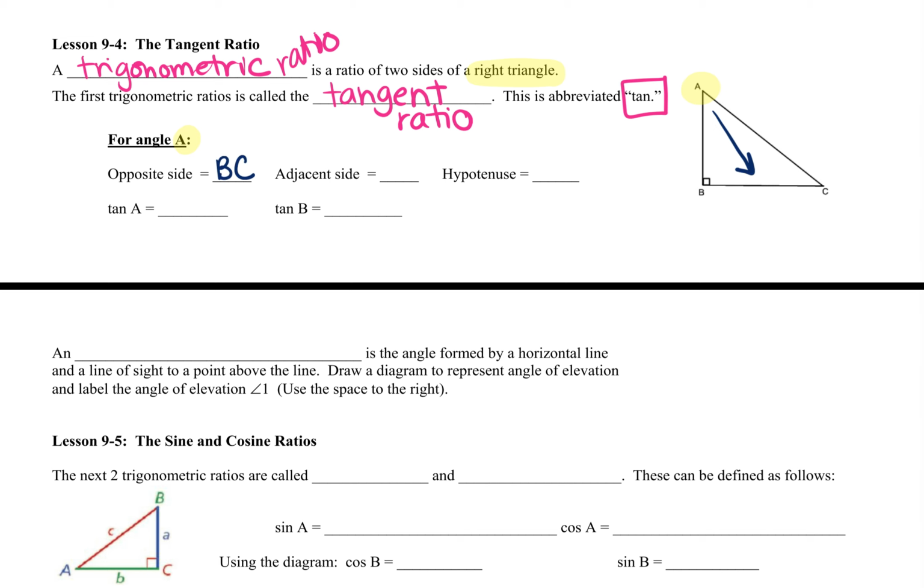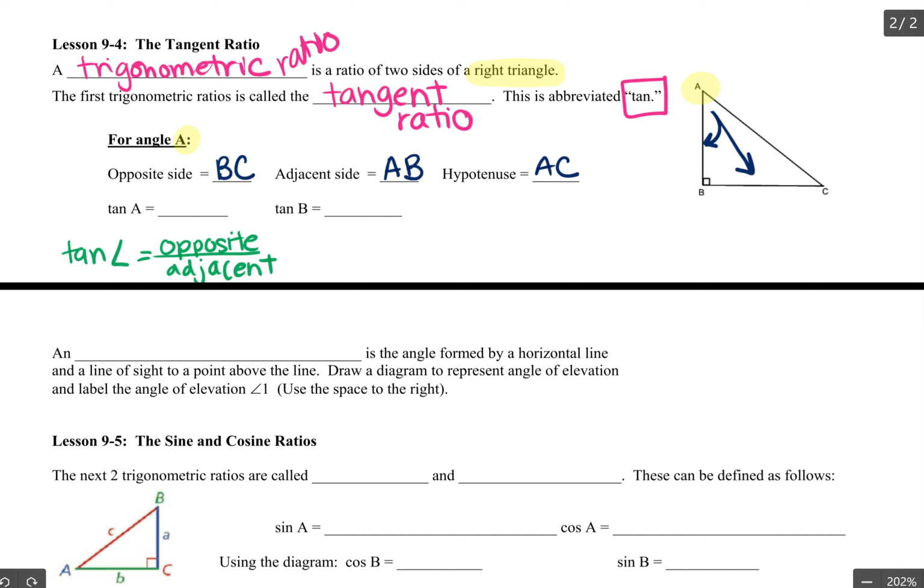The side that's adjacent to angle A is the side that's touching that angle vertex, but not the hypotenuse. So adjacent would be this one here, side AB. And the hypotenuse, obviously, is across from the right angle, so that is AC. Now using these three sides, the tangent of an angle is going to be the opposite divided by the adjacent. So the tangent of angle A is equal to the opposite divided by the adjacent side. And that's what it's always going to be. The tangent of any angle is always that.